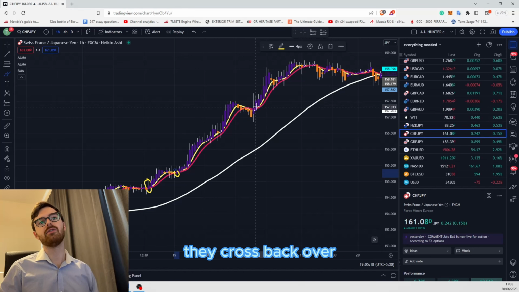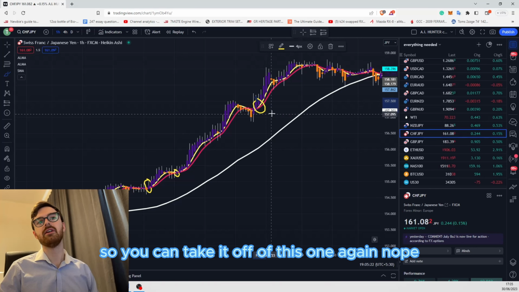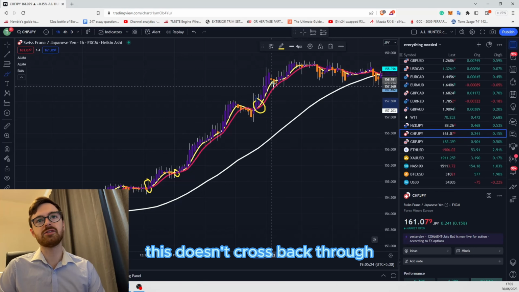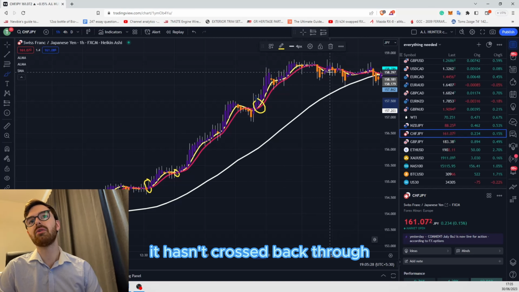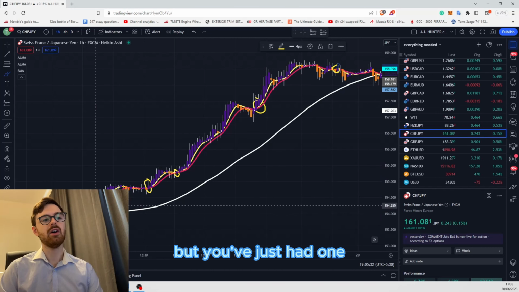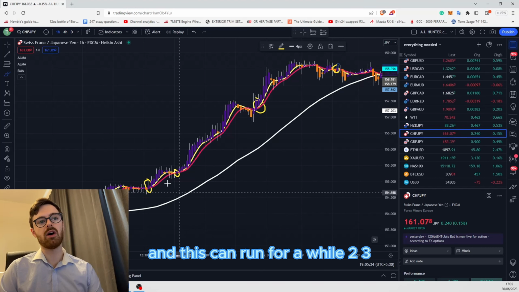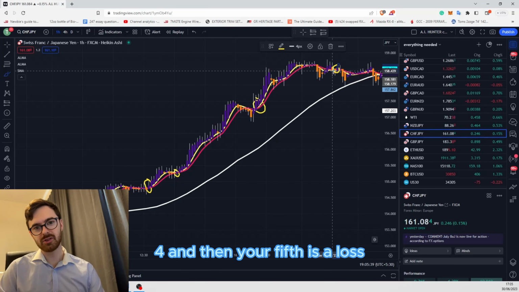They cross back over and we've got nice bullish candles. So you can take it off of this one. Again, this doesn't cross back through. We're not interested. Over here, it hasn't crossed back through. It does cross on this candle. This one would be a loss, but you've just had 1, and this can run for a while. 2, 3, 4, and then your 5th is a loss.